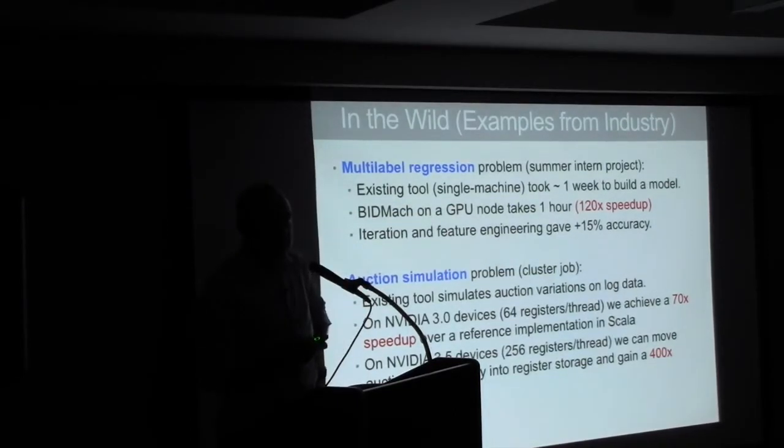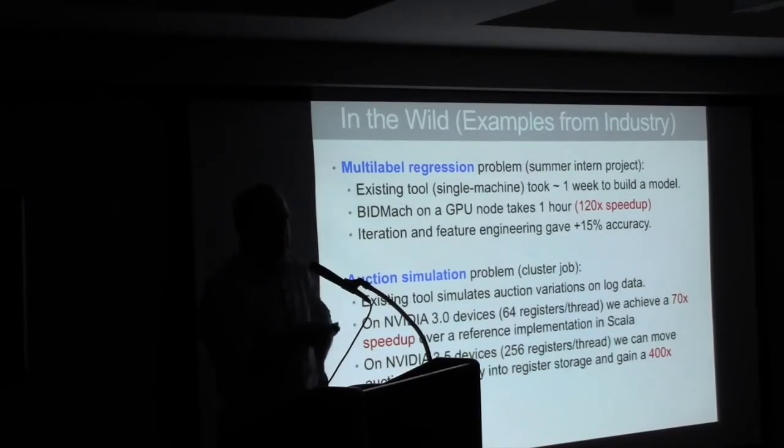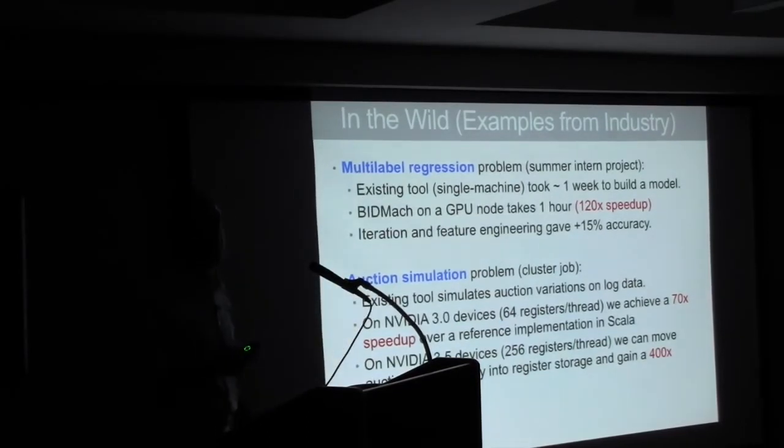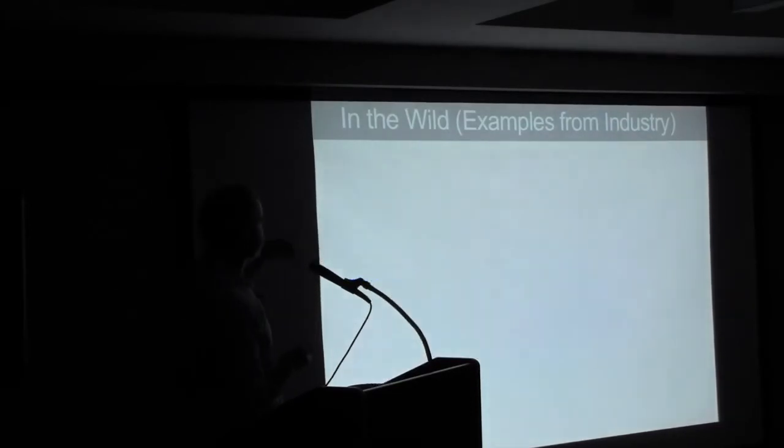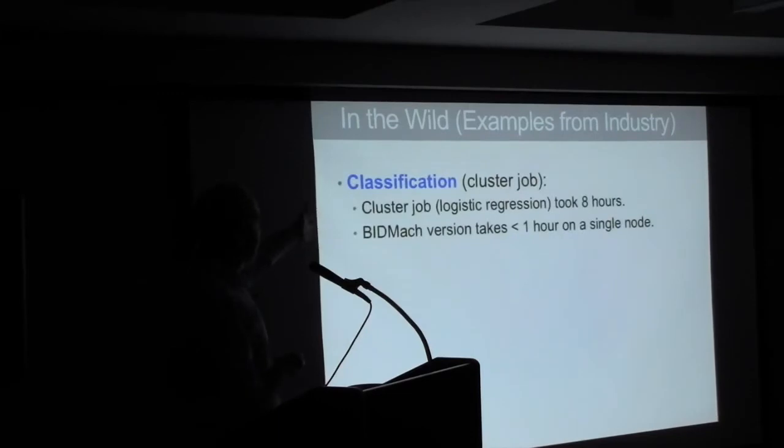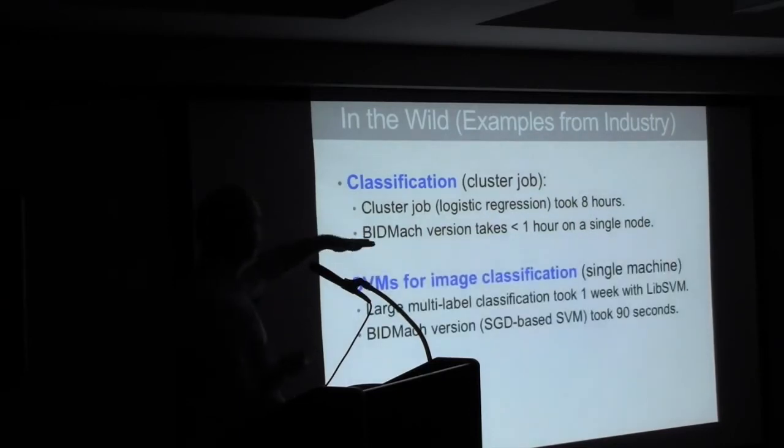Versus a CPU, ours was 120x faster, because a lot of existing CPU code is the exception rather than the rule. That is the speedup from GPU over CPU plus the suboptimality of that piece of code. All right, and there was an interesting classification job that someone was doing recently. This was a cluster job.